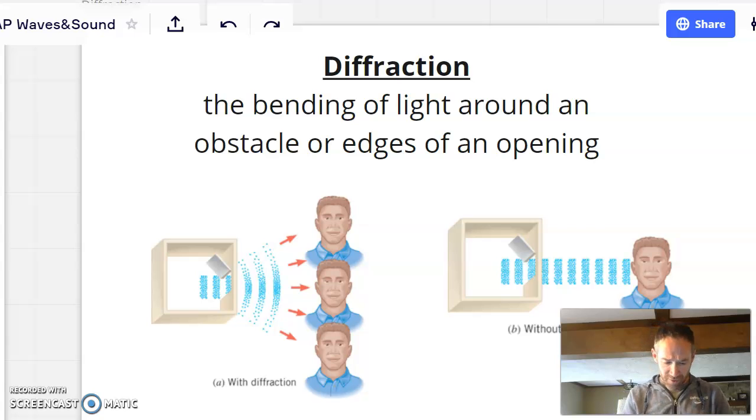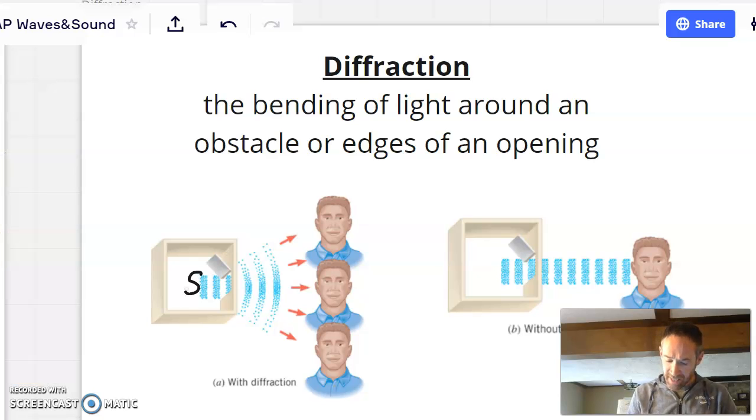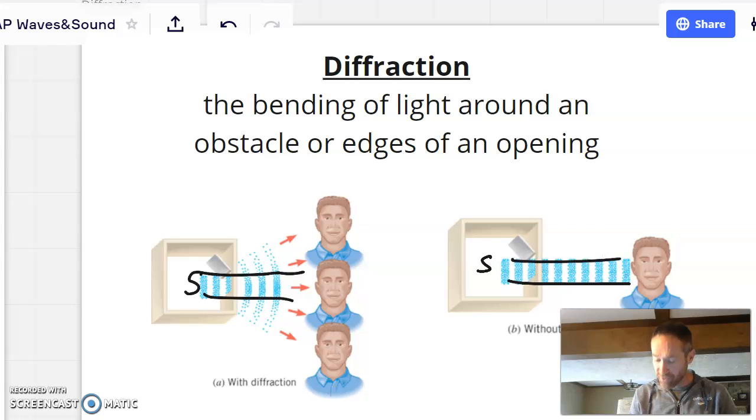So here we've got a person on the other side of a window, and the sound source is inside of this little room. If it weren't for diffraction, the sound would just travel straight out, and only a person straight in front of the window would be able to hear it. Versus, we know that sound actually behaves more like this, and it will spread out.